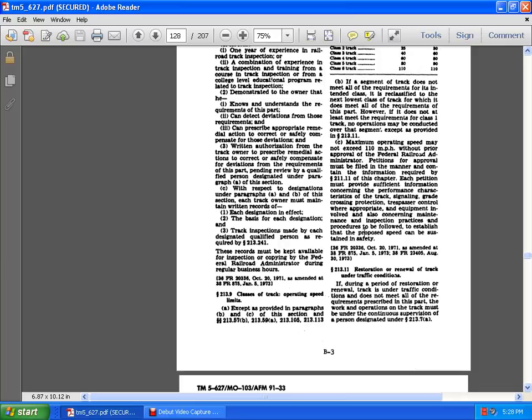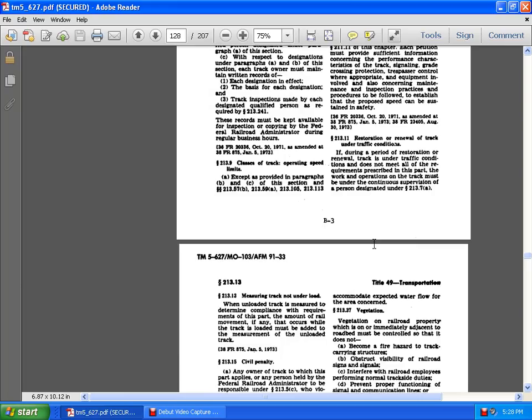213.11, Restoration or renewal of track under traffic conditions. During the period of restoration or renewal, track under traffic conditions that does not meet all the requirements prescribed in this part, that work or operation of track must be under the continuous supervision of a person designated under 213.7.